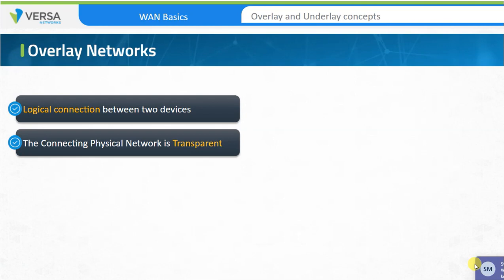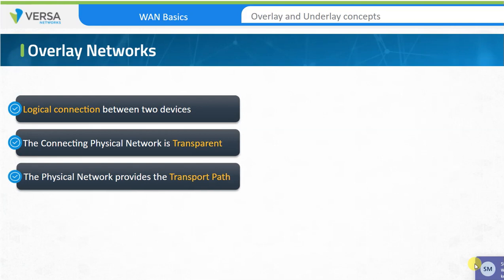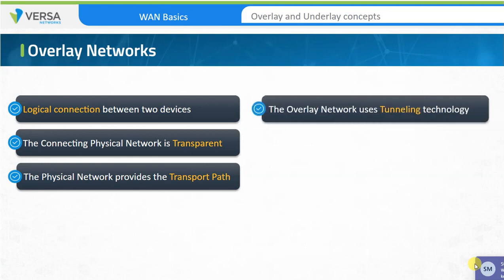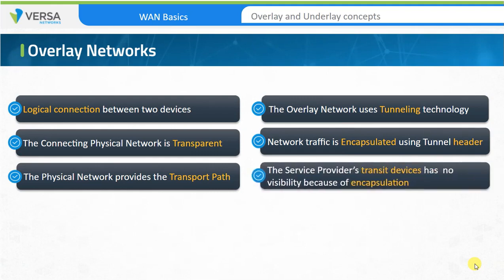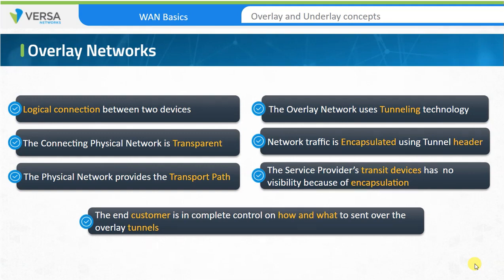The overlay network is a system of virtual wires that runs over the physical infrastructure by using tunneling technology. The customer traffic is encapsulated using a tunnel header and transported to the destination. The service provider transit devices don't have visibility into the end user traffic because the traffic is encapsulated. The end customer is in complete control of how and what they are sending through these overlay tunnels or virtual network links.